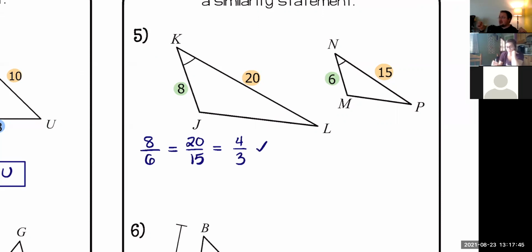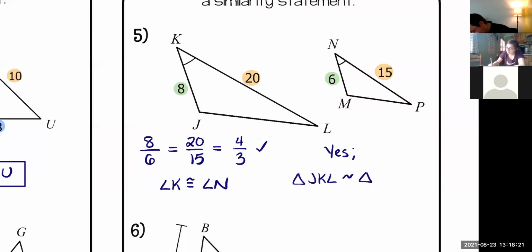And then how do I know the included angle is congruent? What's that? It's there though. Yeah, that's actually as easy an answer as that. That little arc in there is telling me that angle K is congruent to angle N. So we can say, yes, they are in fact similar. And the similarity statement would be triangle JKL is similar to triangle MNP.